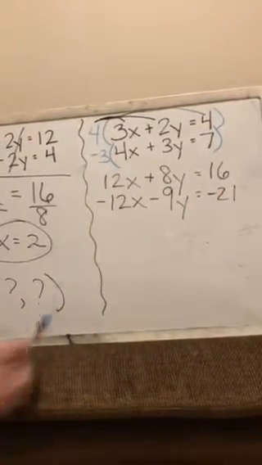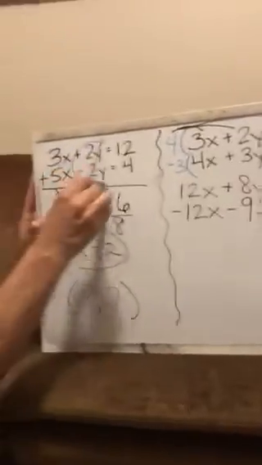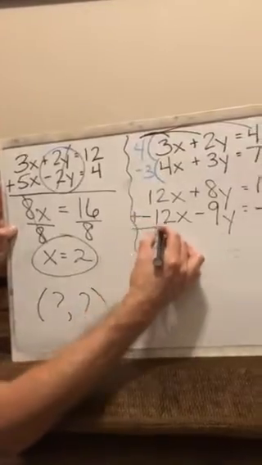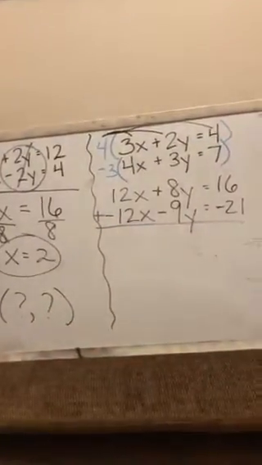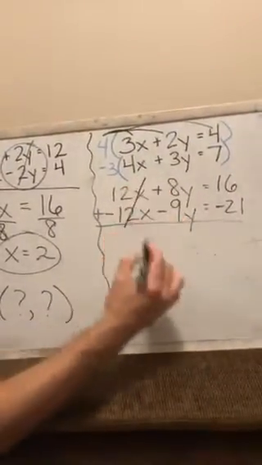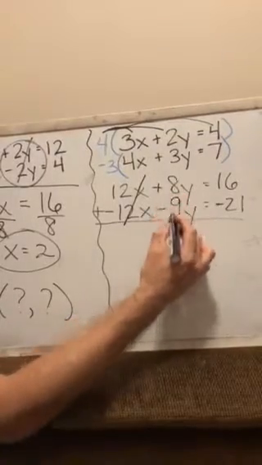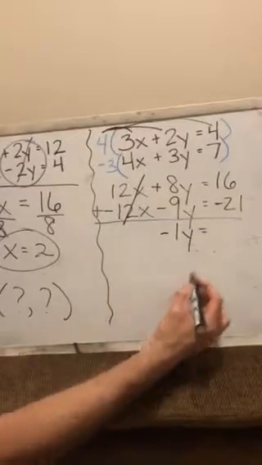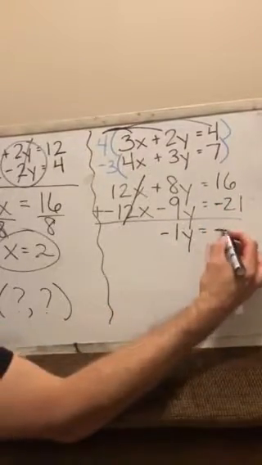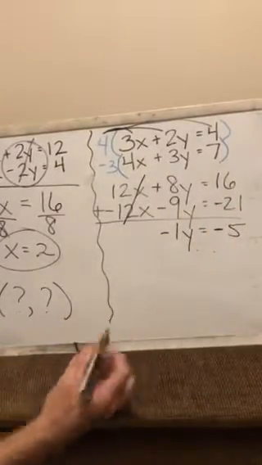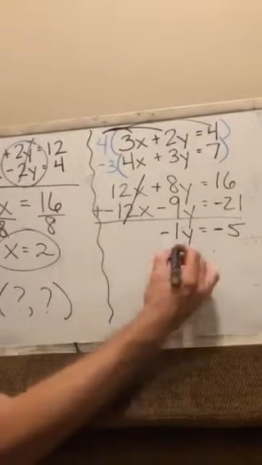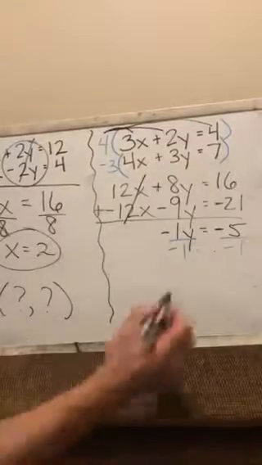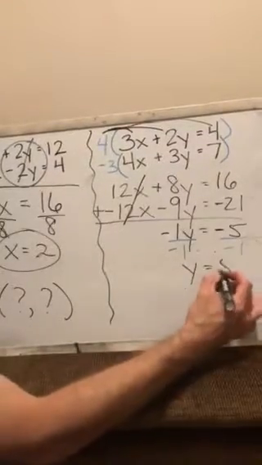So now, like the first problem we did over here, where we had two opposites, now you have opposites, 12 and negative 12. So we add the two equations together. 8 and minus 9, so that's a negative 1y. 16 minus 21, so that's a negative 5. And divide both sides by negative 1. Gives you a y value of 5.